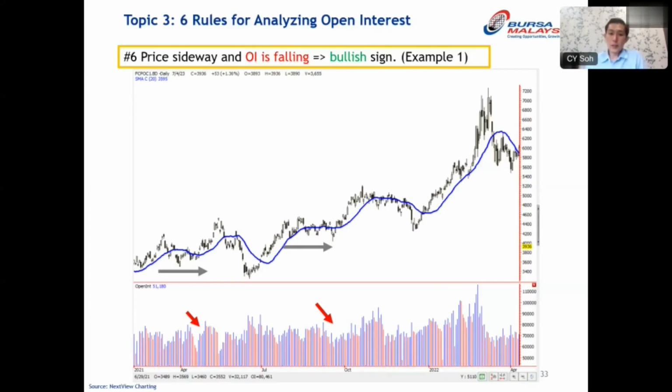Now, how long will the uptrend last? We do not really know. But all we can know is that there are actually more bulls than bears in the market. So in this situation, it's actually a bullish sign, because the professionals and hedgers who have short positions are likely to cover or close their short positions, because in their commodity business, demand for the commodity is actually coming in. So they would want to reduce their short positions.